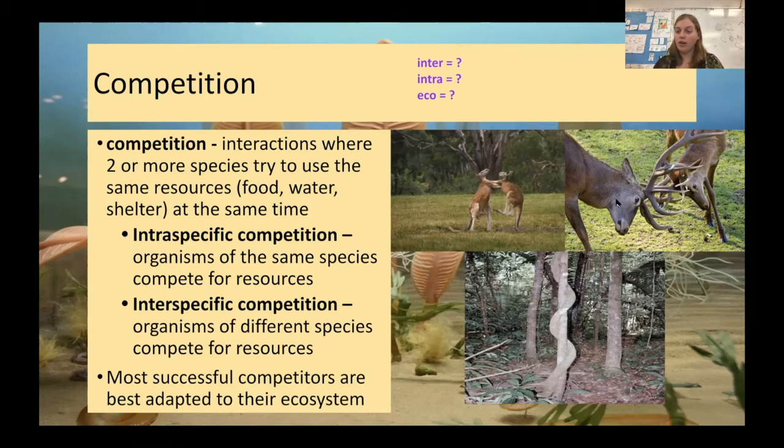There's only one thing that organisms of different species might not compete for, and that would be mating rights. A deer will fight with another deer over a doe. A deer is not going to fight with a cow over a female cow. It's not going to happen. So intraspecific competition will involve mating, where interspecific competition will not.